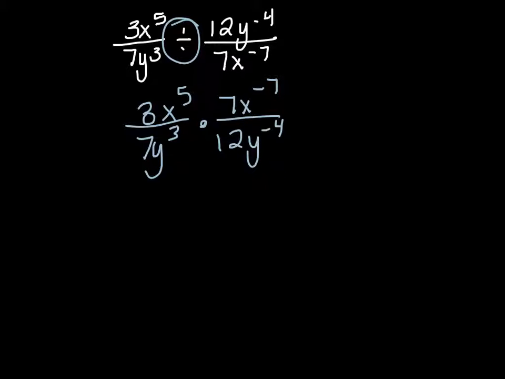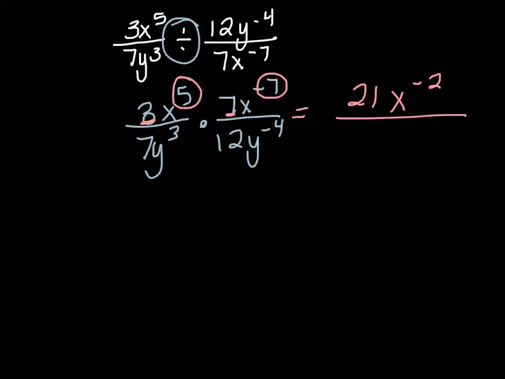Now, the next step here is if I have like exponents, I can add them together. So first, let's talk about our constants. 3 and 7 is 21. Now I can add these. 5 minus 7 is x to the negative 2. 7 and 12 is 84, and then I add my exponent, so it's y to the negative 1.